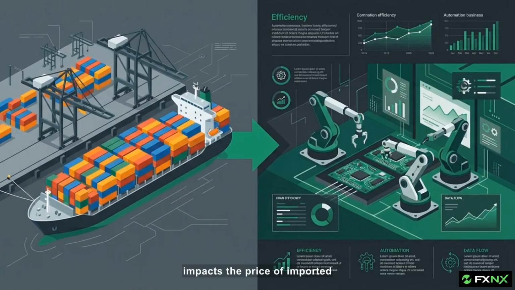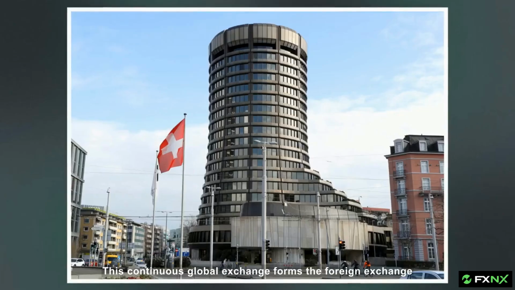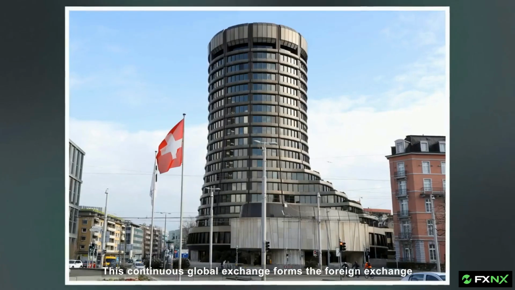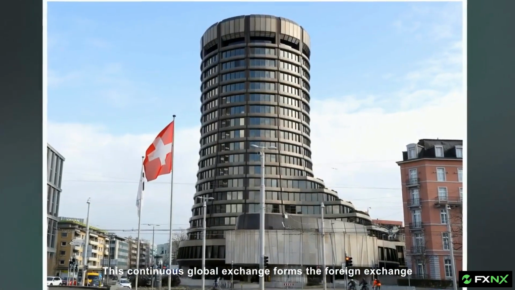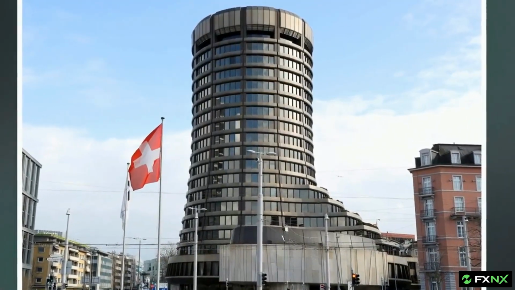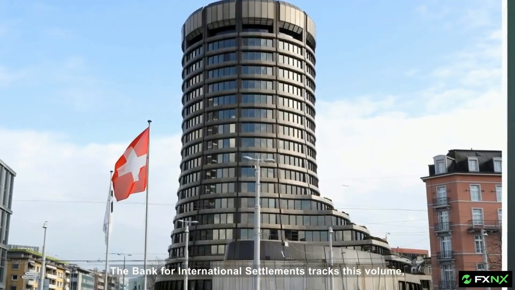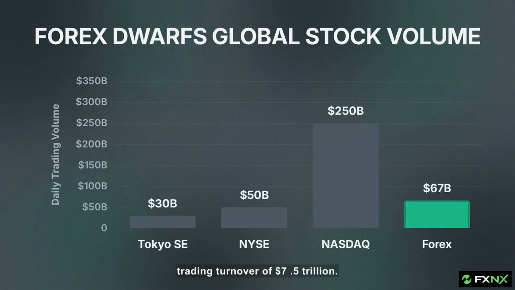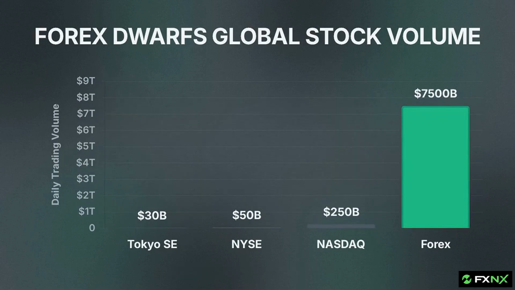The Bank of Japan adjusts its interest rate, and within seconds, the value of the yen shifts against the dollar. That single localized decision immediately impacts the price of imported electronics in Europe and the purchasing power of businesses in the Americas. This continuous global exchange forms the foreign exchange, or Forex market. The Bank for International Settlements tracks this volume, and in 2022, they recorded a daily trading turnover of $7.5 trillion.